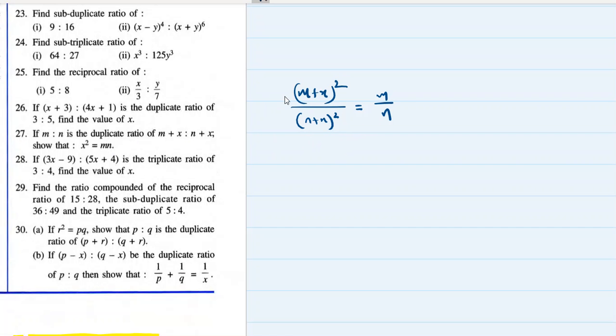We just have to expand and simplify. So it will become m square plus 2mx plus x square is equal to n square plus 2nx plus x square. We have to prove x square is equal to mn. Okay, let's see how. First we'll cross multiply.